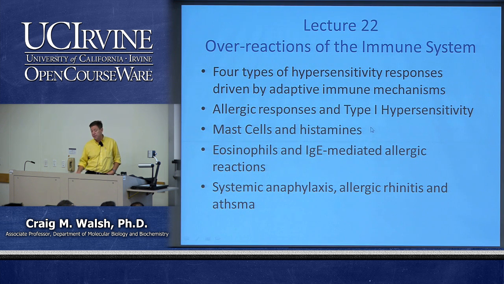We'll talk about the involvement of mast cells and how they become activated in response to IgE binding, and that results in the release of a bunch of inflammatory mediators, including histamines, that also leads to the activation of a cell type, a granulocyte cell type called eosinophils that are also involved in these kinds of IgE-mediated allergic responses. And then we'll talk about systemic anaphylaxis, allergic rhinitis, and then finally asthma.